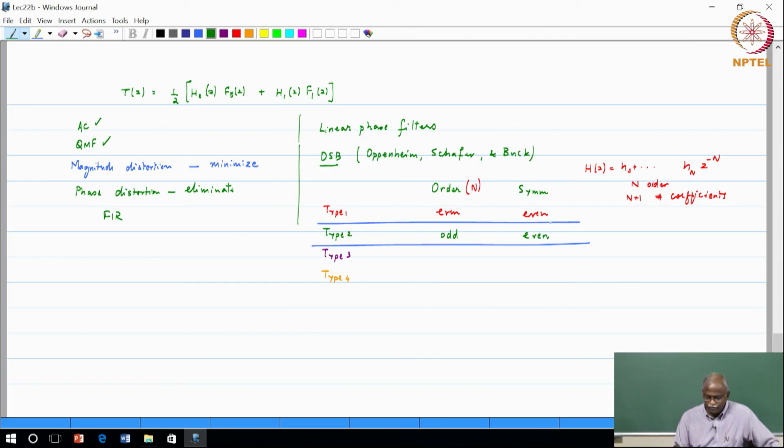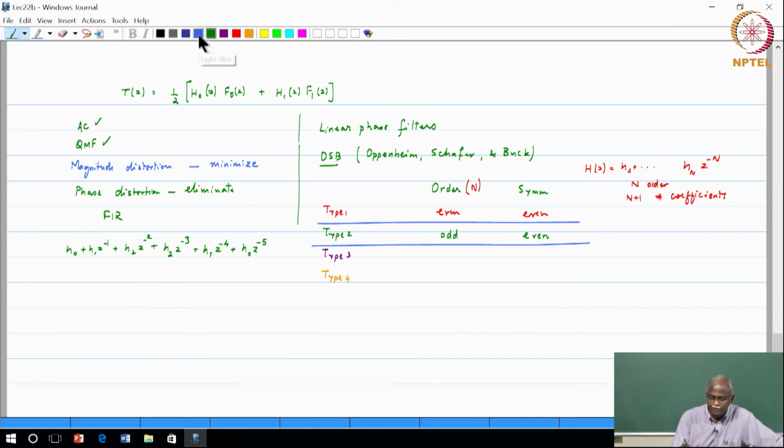Okay. An example of type 2 would be h0 plus h1 z inverse plus h2 z to the minus 2 plus h2 z to the minus 3 plus h1 z to the minus 4 plus h0 z to the minus 5. Notice filter order is 5, the number of coefficients is 6, but because of symmetry you need to worry only about 3 of them, half the number. So this is the type of filter that we are interested in.